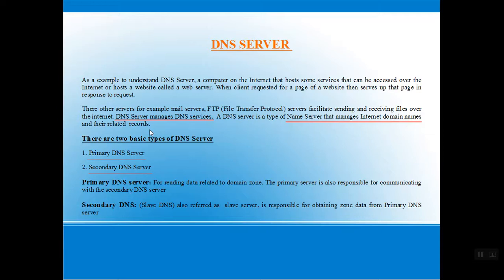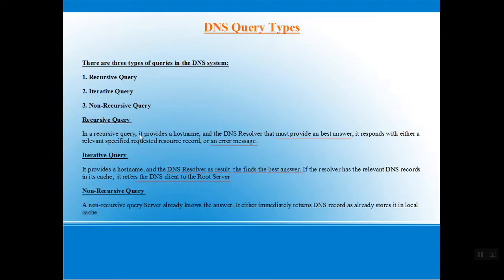So basically there are two types of DNS server: a primary DNS and a secondary DNS. The primary DNS is related to the domain zone, and it is the main one. It works as a master and is responsible for communicating with the secondary DNS servers. The secondary DNS server is referred to as a slave, or a backup copy of our primary DNS.